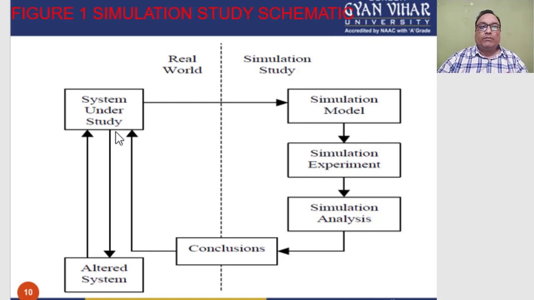So this is the system under study, and this is the real world, and this is the simulation study. The system under study gives the real world problem. Consider an example of a real world problem. If you want to construct any model or device, first you go to the altered system, meaning a design modification of the system. Then you will perform the study.